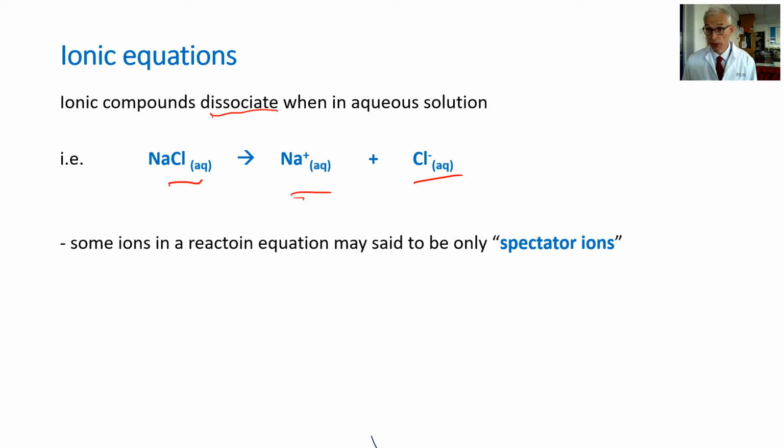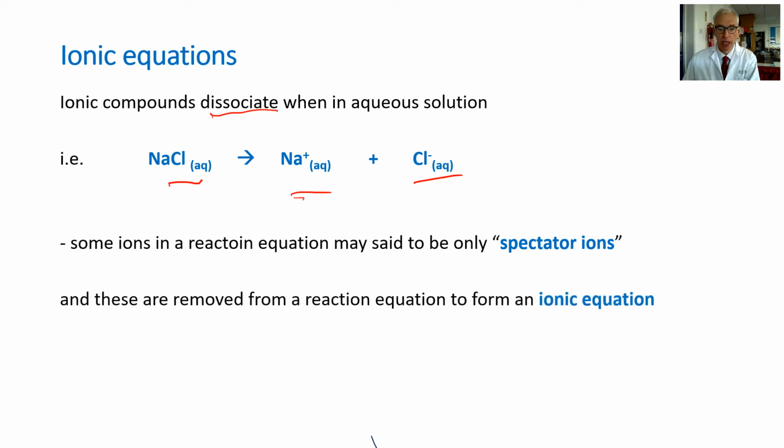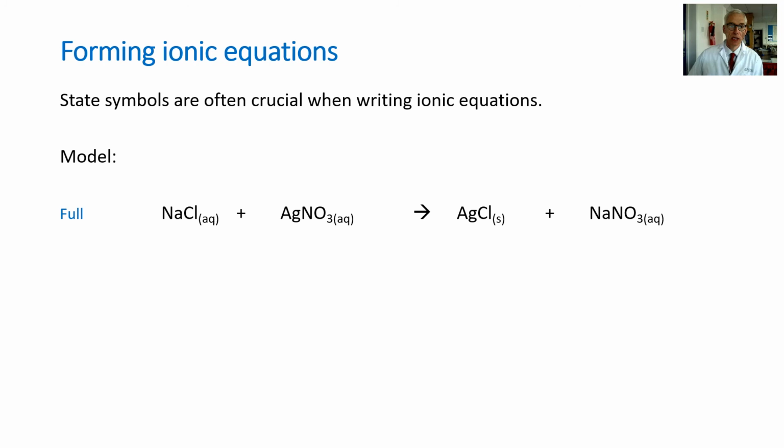Now, when we come to look at a few examples, we will see that we can use the term spectator ion. Some of those ions are simply watching other ions change. And the key element of an ionic equation is that the spectator ions are left out or removed from the reaction equation. So we just focus in on those ions that are changing. Those ions that are remaining unchanged are spectating, they're not included in our equation. So we're going to see the significance of state symbols when we move on to writing ionic equations.